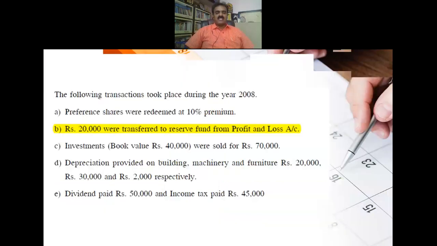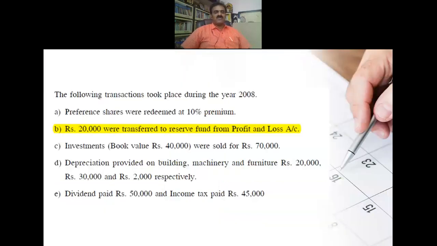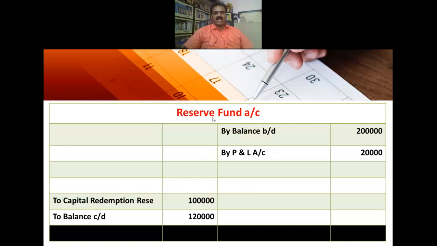Then the adjustment says that 20,000 rupees were transferred to reserve from profit and loss account. Therefore, 20,000 rupees is to be transferred. So by P&L account, that's called transfer to reserve, is 20,000 rupees. So that is taken on the credit side of the reserve fund account. Then find the total. Total on both the sides is the same. There is no balancing figure. 2,20,000, 2,20,000. So that is with respect to the second adjustment where we have prepared the reserve fund account.